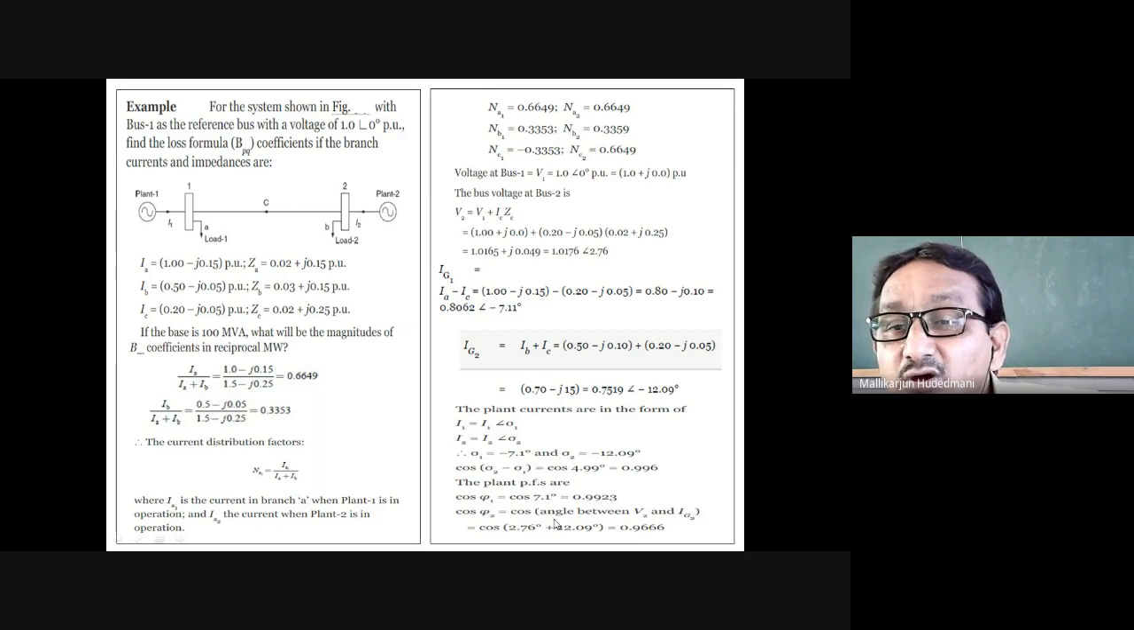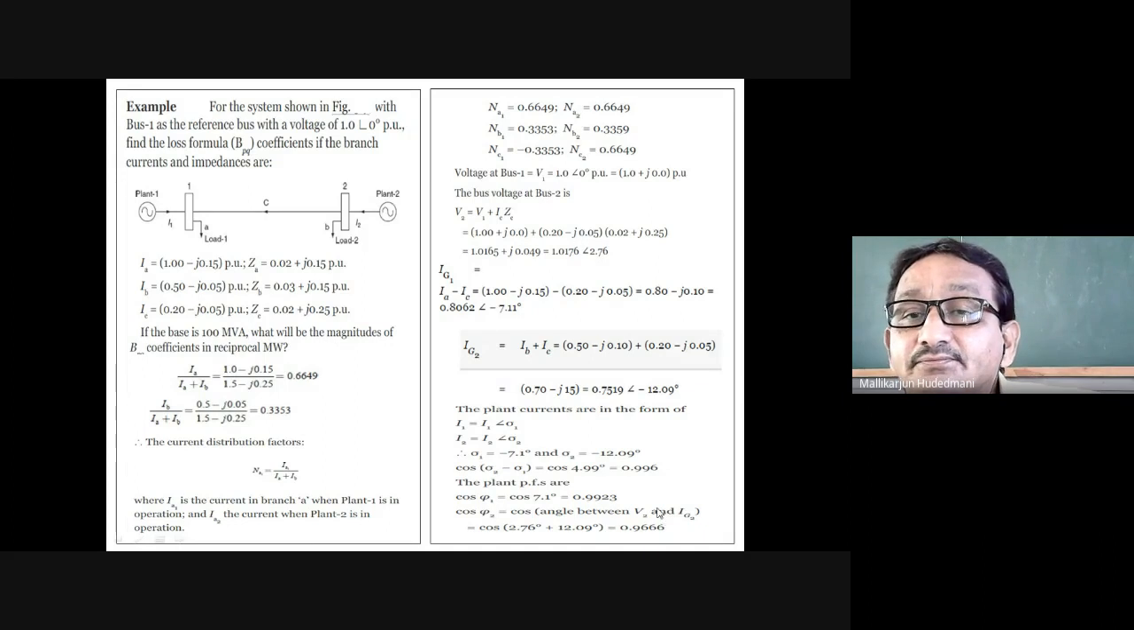Then cos phi 2 is cos of the angle between V2 and Ig2. V2 is no more 0, it is 2.76, and the angle of Ig2 is minus 12.09. Take the difference between these two, and cos of that. Are you clear? That stands as 0.9666.